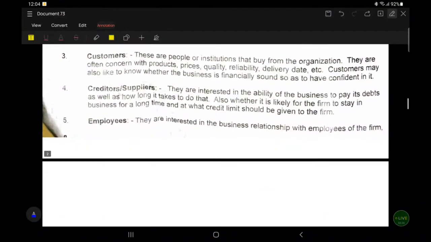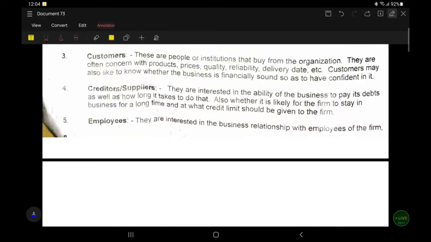And you also have what we call customers. Customers also need the financial information to know how well the business will survive. These are the users of accounting information; we call them economic users of the accounting information. They will need it to know how the business can survive for a longer period of time, so that the business can continue to provide services to these customers. So they will need the accounting information to know whether the business is going to collapse or not, so that they can know how to make their plans.